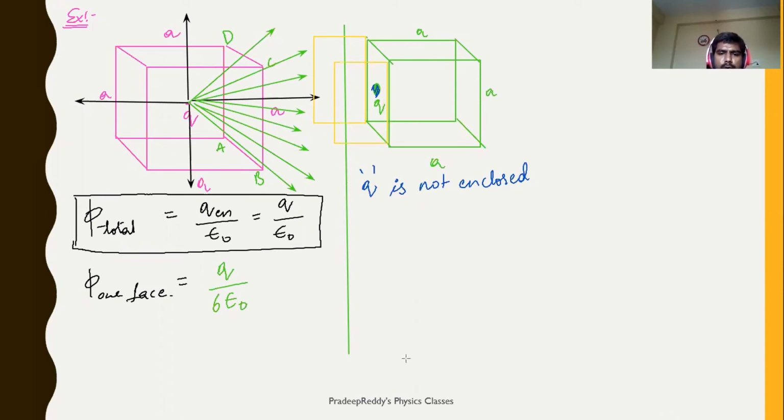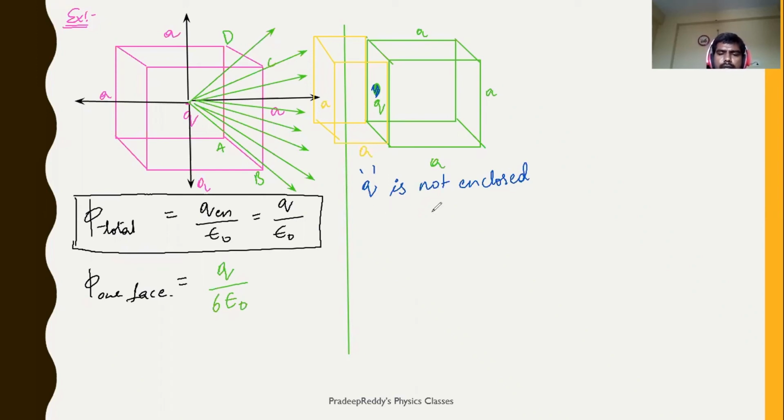Okay, now this is one more cube I am constructing. This is a Gaussian surface, right? Now this also has some same, like it is identical to the first cube. Now Q is enclosed, is it not?